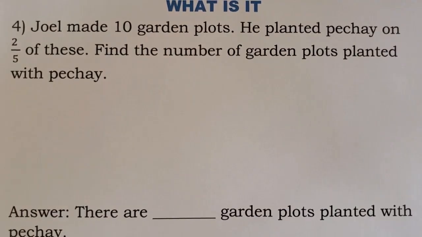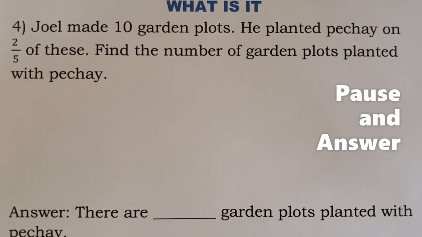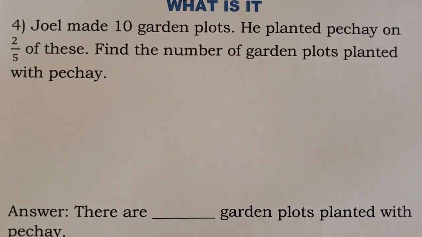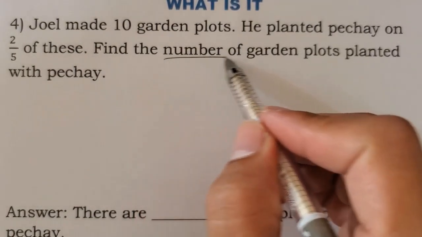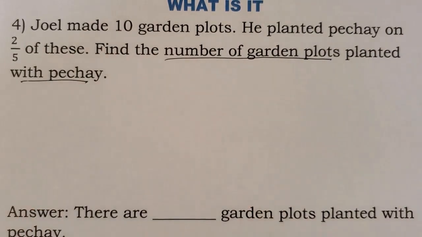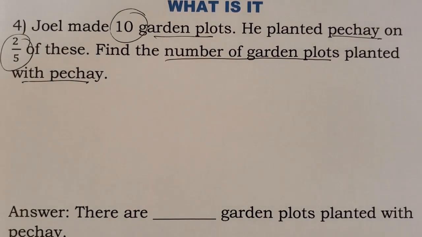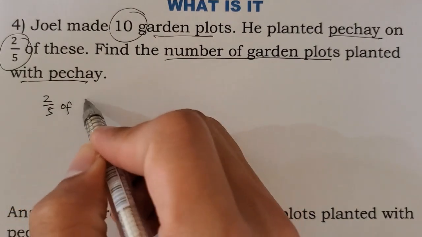Let's try another problem. Joel made 10 garden plots. He planted pechay on 2/5 of these. Find the number of garden plots planted with pechay. So, I want you to pause this video and try to solve this problem. To solve this problem, we need to know what is asked in the problem. You are only asked here of the number of garden plots planted with pechay. Of course, our given here, we do have 10 garden plots. And of course, 2/5 were planted with pechay.